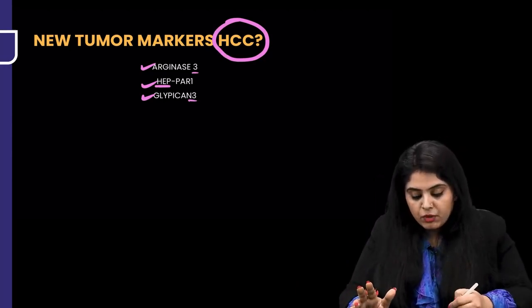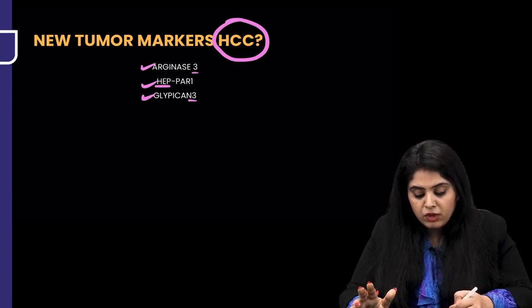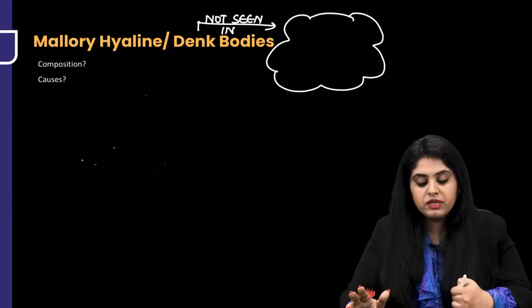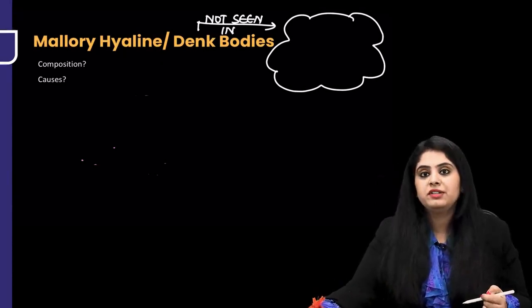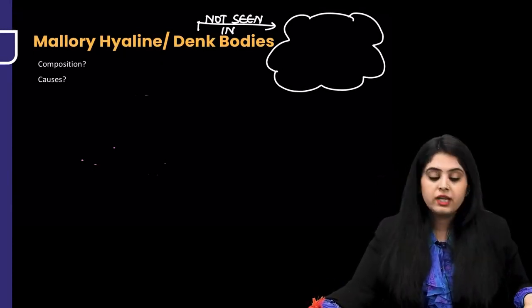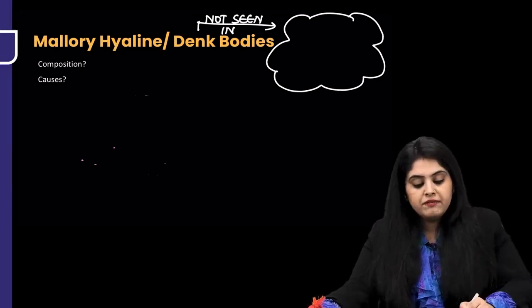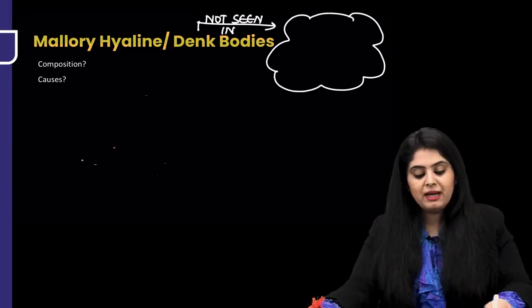The last table that I wanted to tell you, because you have read everything now, you need to know what are all the situations in the body where you see Mallory-Hyaline bodies. The liver chapter is done. Now in the end I want to tell you where all you see Mallory-Hyaline or Mallory-Denk bodies.